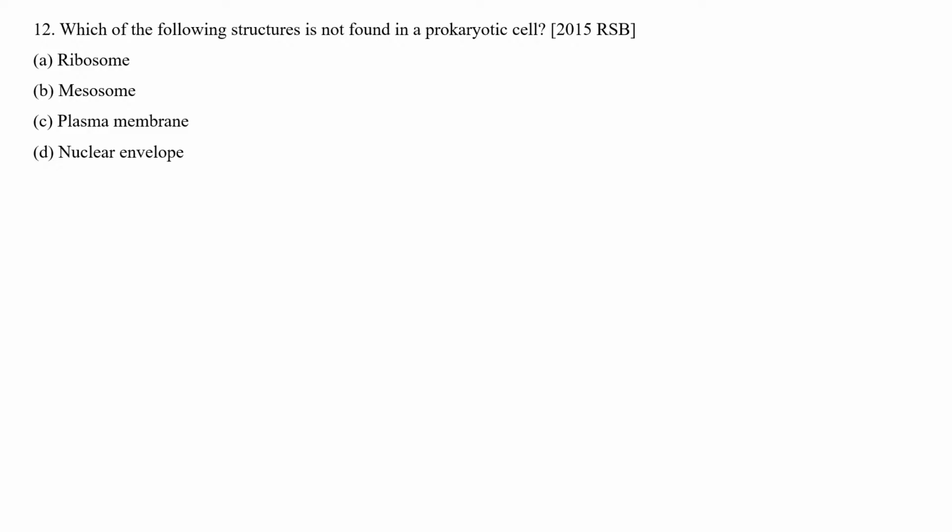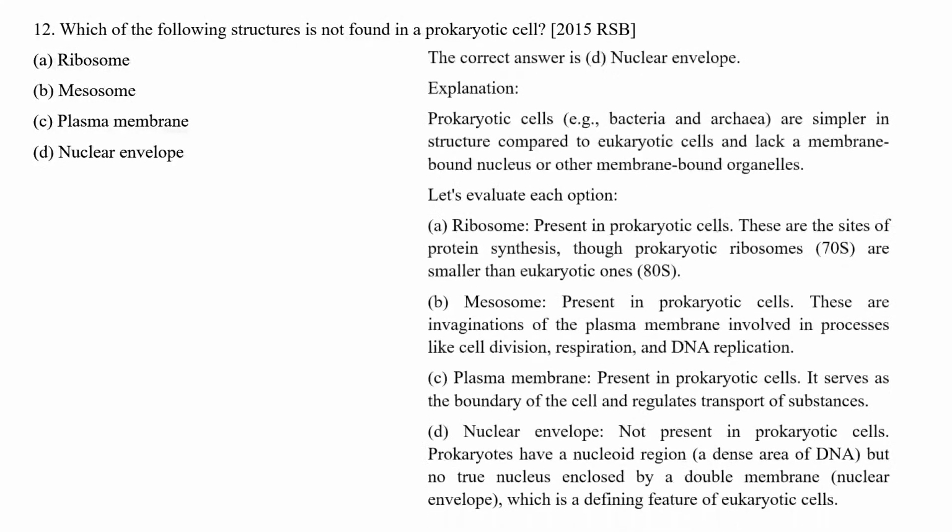And nuclear envelope is the correct answer for this question, because prokaryotic cells don't have a true nucleus, but instead they have a nucleoid region where the circular double-stranded DNA resides. That's why the nuclear envelope is not present in the prokaryotic cell, and that's why the nuclear envelope is the correct answer.